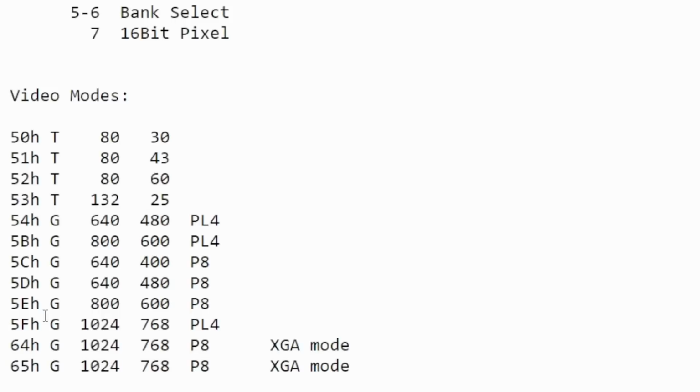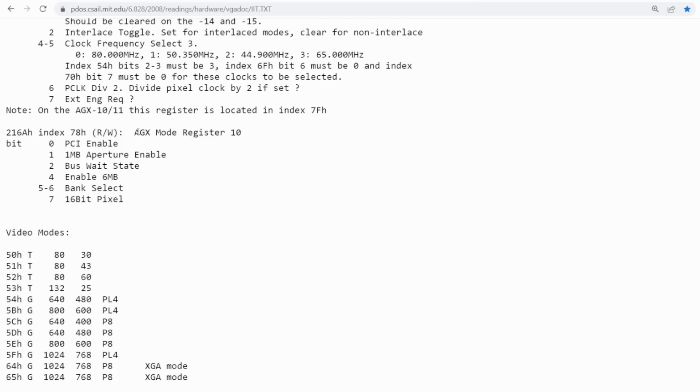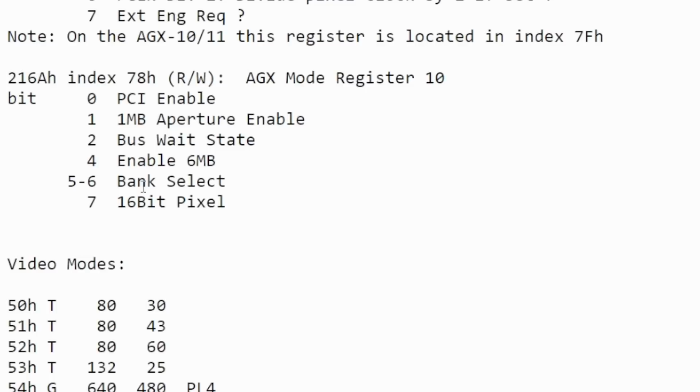And we have to step away from getting into video modes using a BIOS interrupt if we want to do anything more. If you're prepared to use the registers, AGX mode register 10 for example, has a bit for selecting 16-bit per pixel mode. And we're definitely going to have to try that out, especially if we can get the coprocessor to work.